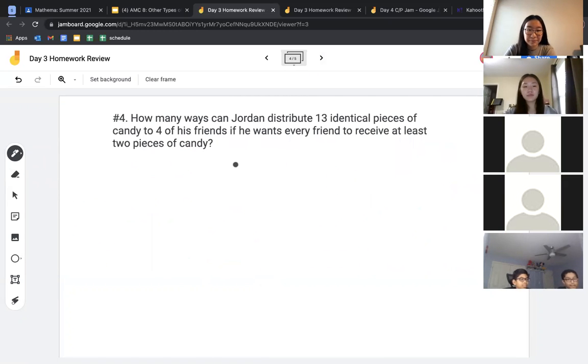Okay, number 4. How many ways can Jordan distribute 13 identical pieces of candy to his 4 friends if he wants each friend to receive at least 2 pieces of candy?